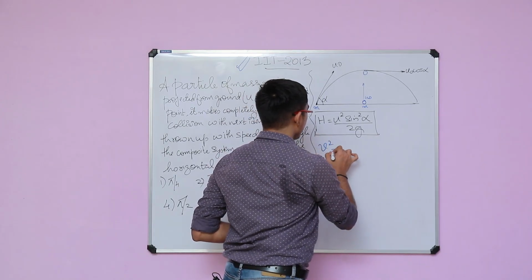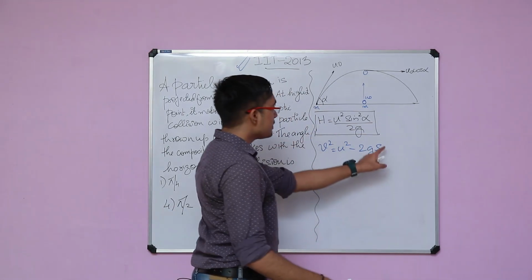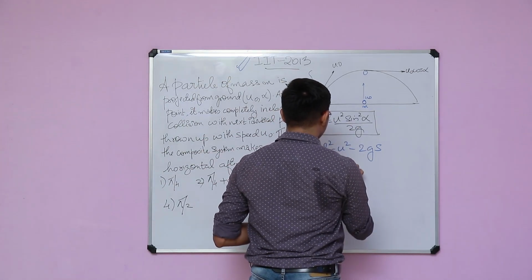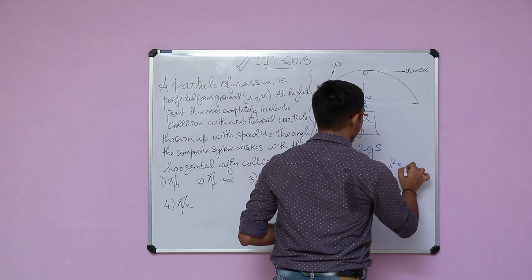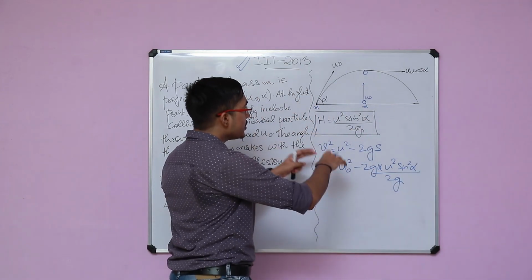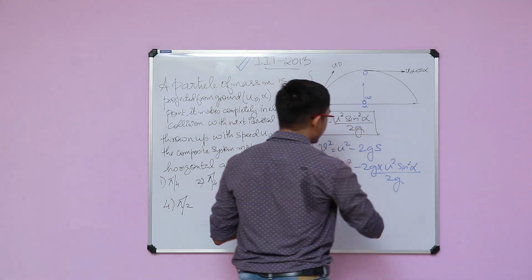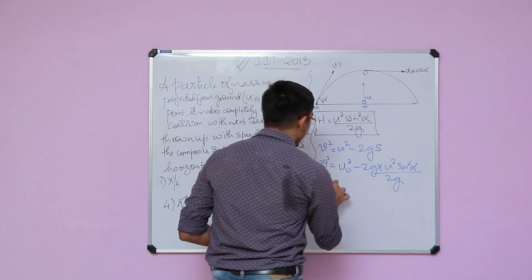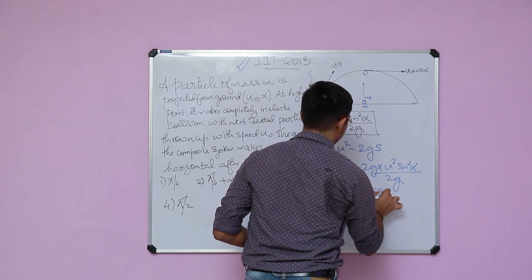v square is equal to u square minus 2 g s. In place of s, we will plug in this particular value. So v square is equal to u naught square minus 2 into g multiplied by u square sine square alpha divided by 2g. Once you solve this, you will see that a bit of trigonometry is involved, but it is a very simple question: 1 minus sine square alpha is equal to cos square alpha. Once you take the square root, you directly get v as u naught cos alpha itself.